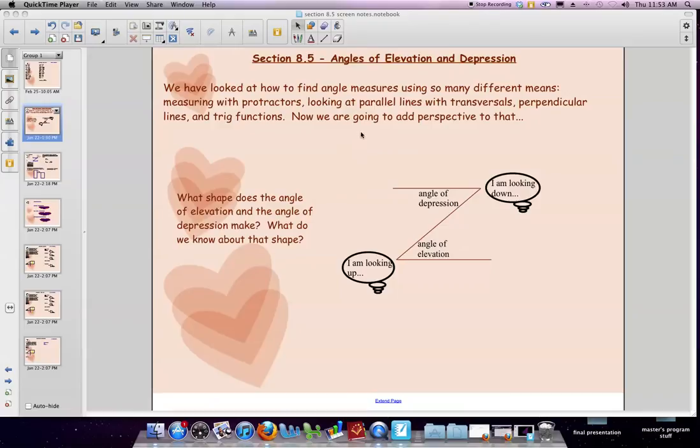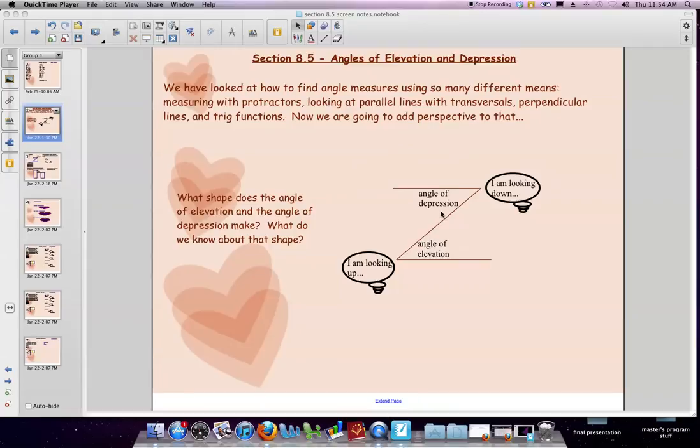Today what we're going to do is add perspective into those problems. So they become story problems, but really they're still just right triangle problems that you can use whatever you have to solve. The only difference is now we're going to be talking about how people are looking at a problem and where people are standing and where the objects are in relation to each other in order to find that right triangle problem.